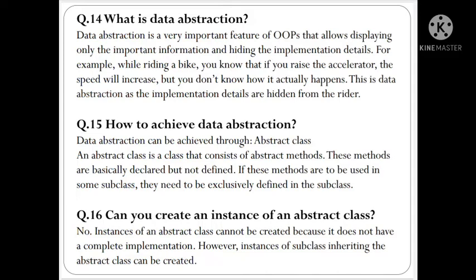Question number 15. How to achieve data abstraction? It can be achieved by an abstract class. An abstract class is a class that consists of abstract methods. These methods are basically declared but not defined. If these methods are to be used in some subclass, they need to be explicitly defined in the subclass.